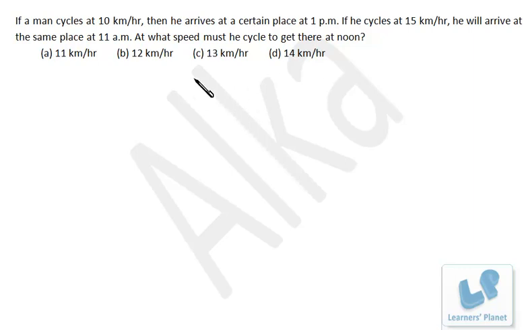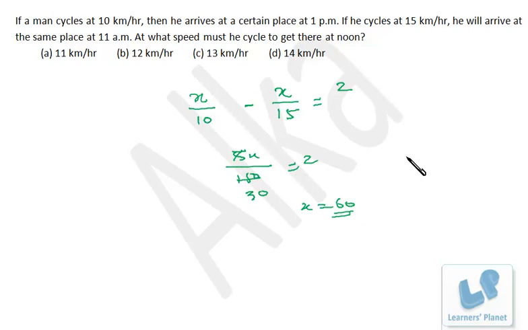Now I assume that the distance that he is covering is x kilometers, right? So when he drives x kilometers at 10 km per hour, he'll be taking this much time, and when he covers x kilometers with the speed of 15, he'll be taking this much time, and the difference between both the times, like 1 p.m. and 11 a.m., is 2 hours, right? So by this we can calculate the value of x, that's the distance. So it's x/10 minus x/15, that is 5x by 150, is equal to 2. So the distance which he is covering is 60 kilometers, right?